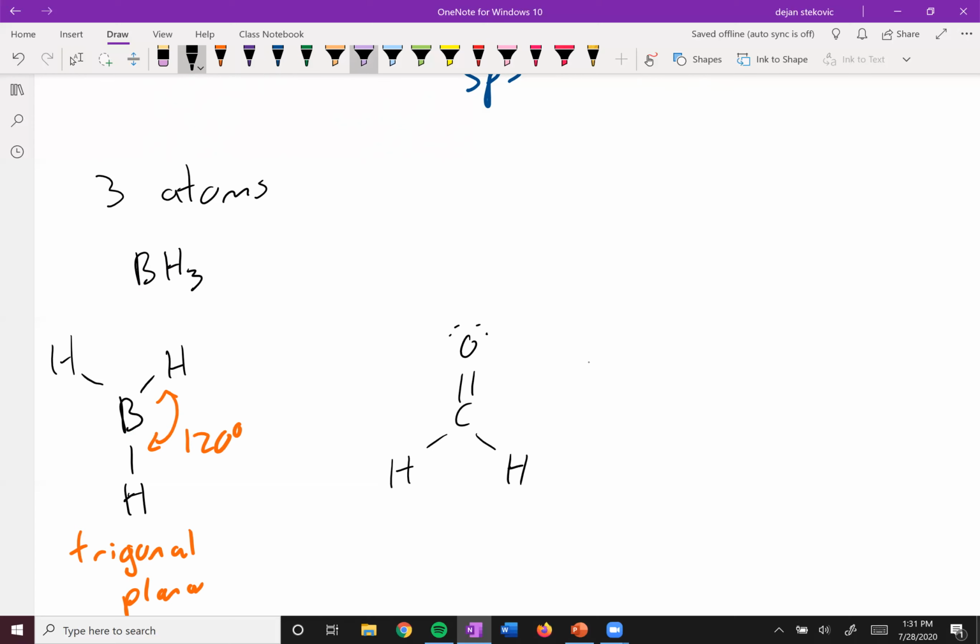right? It's actually both the carbon and the oxygen are both trigonal planar, are both sp2 hybridized. They both have 3 things attached. And so this central carbon is trigonal planar. But all of these atoms are actually sp2 hybridized. This boron, this carbon, and this oxygen are all sp2 hybridized.